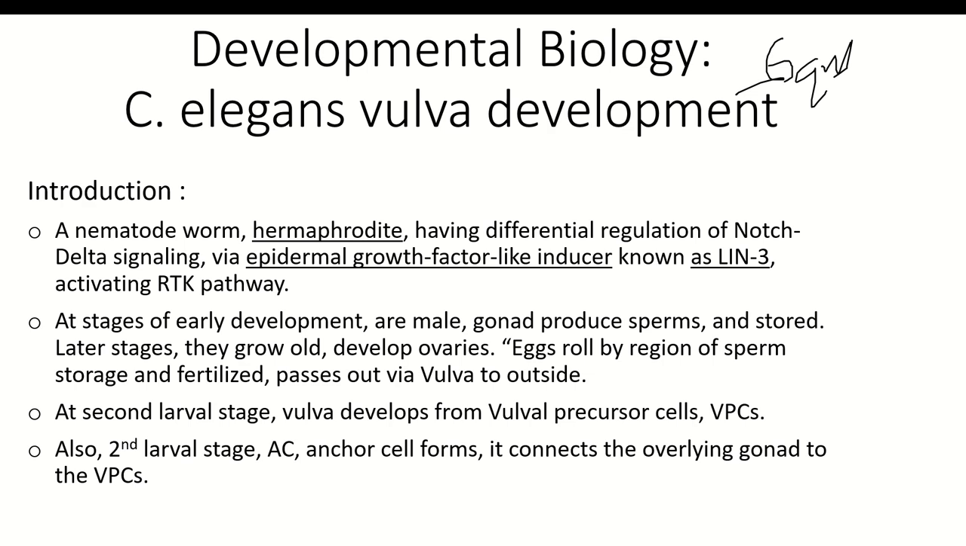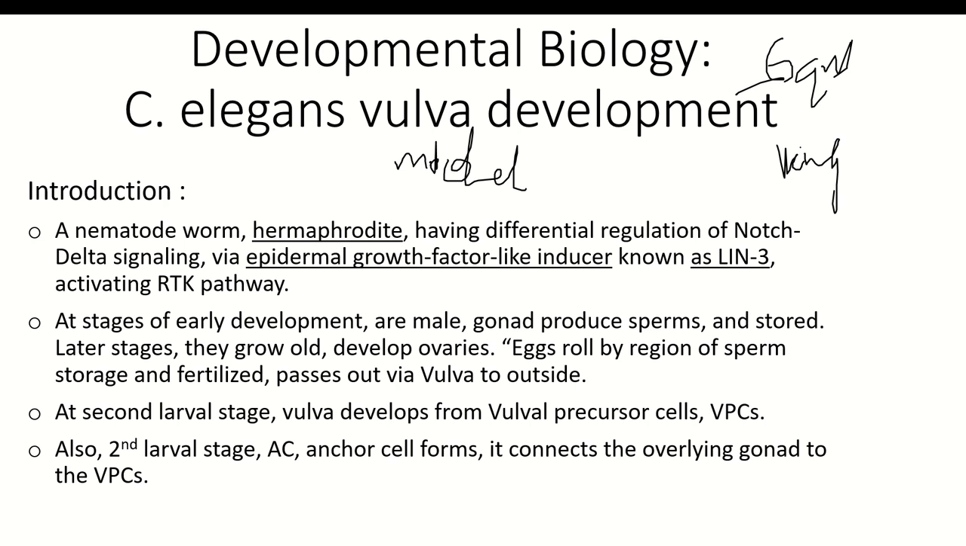Thus we have this topic. Today I will try to make you understand about vulval development, how the C. elegans hermaphrodite develops. We all know C. elegans is mostly called the king of developmental biology. It's a model organism. C. elegans and Drosophila are both used as model organisms.